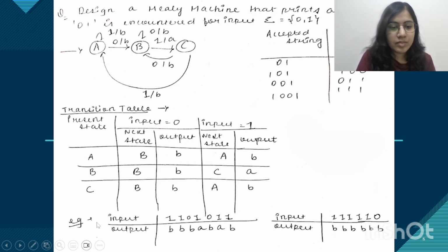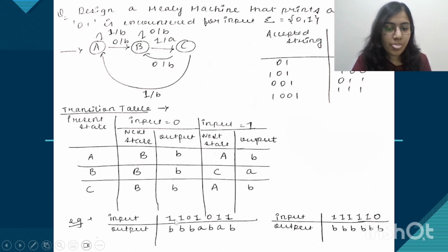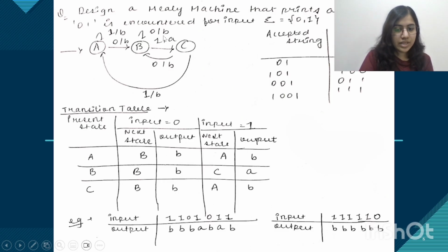Let's get a better understanding by taking an input string. For example, I'll take the string 1101011. For 1, we are at A only, so it gives the output as B. And once again 1, same. For the 0, we go to the next state, that is B, and it gives the output B. So now we have 0. So it goes back to the same state B and gives the output as B.